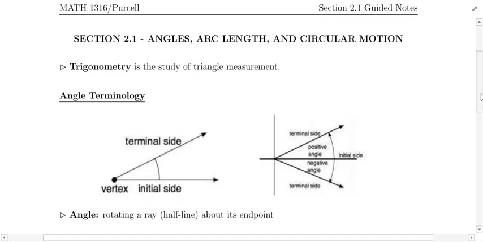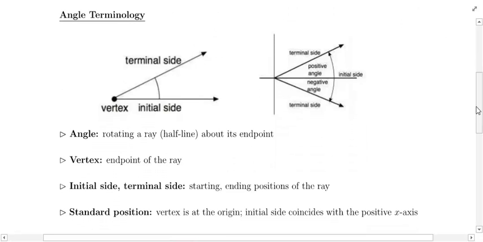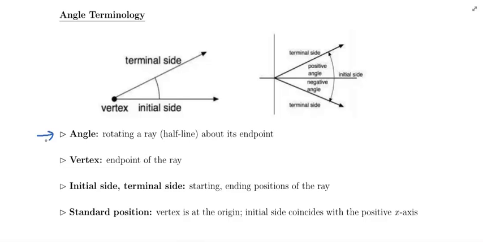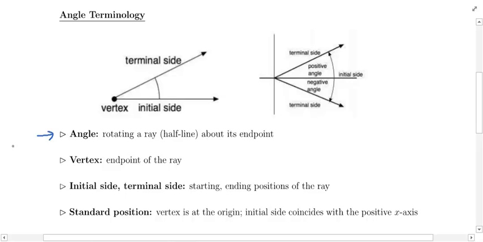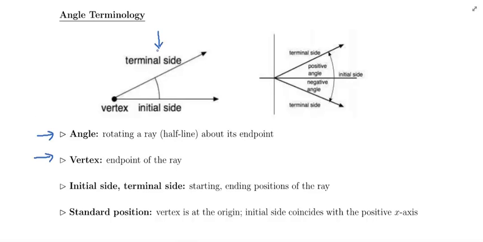First of all, let's talk about what an angle is. Basically, an angle is formed by rotating a ray, which is a half line, about its endpoint. The endpoint of that ray is called the vertex. If you look at the picture here, you notice that every angle has two sides: an initial side and a terminal side.